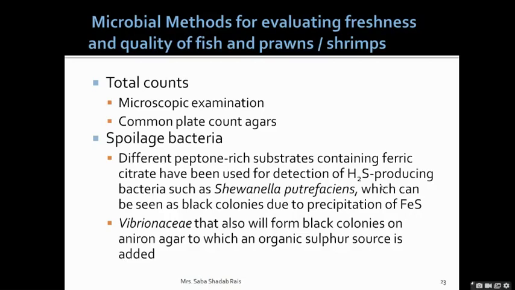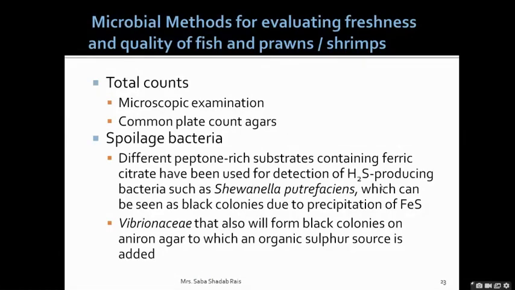So what can we do? How is this information helpful for the microbial method of evaluating freshness? We can do the total count. Simply take a sample of the fish and observe. We can do two things.